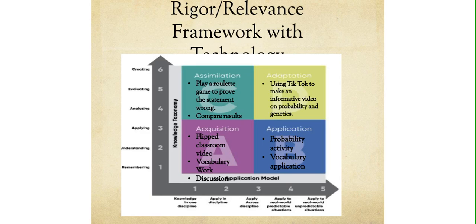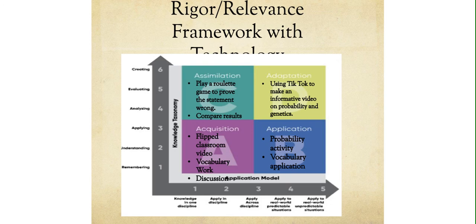Assimilation, so now students would play roulette games to prove the statement wrong. Remember, the statement was that a roulette wheel is guaranteed to hit red because it's been hitting black this entire time. So how are they going to prove that statement wrong? They have evidence now. They're gathering evidence using technology. Very easily, they could go and look up statistics on the chances of hitting red versus hitting black. Is it 50% or is it more or less? And then they would compare those results to other students in the class. Are other students agreeing or disagreeing with the statement?